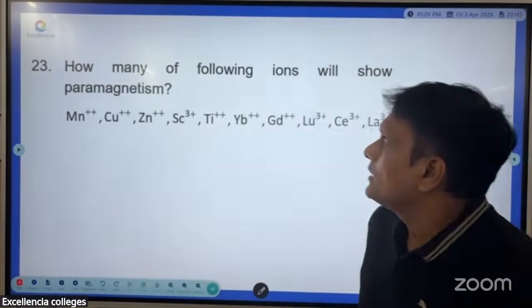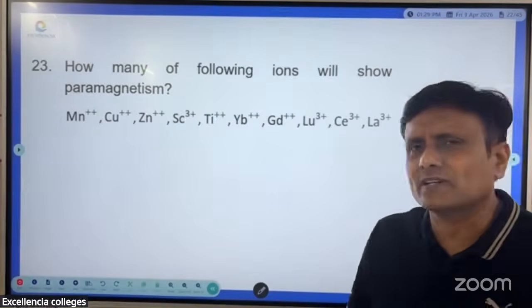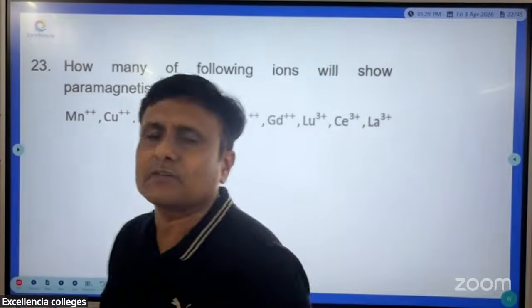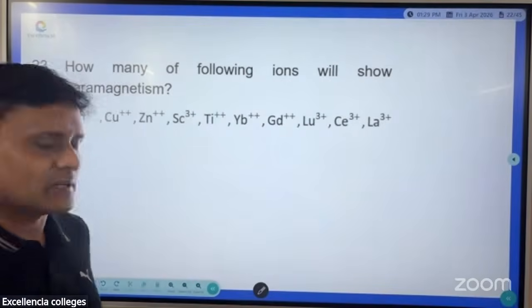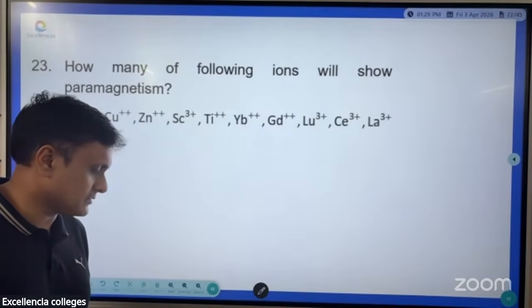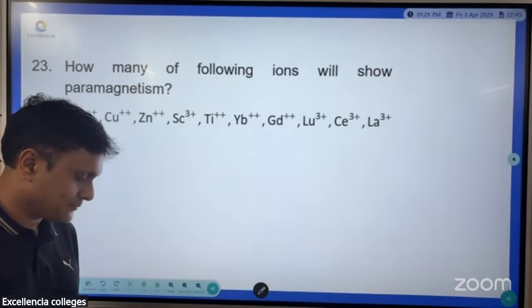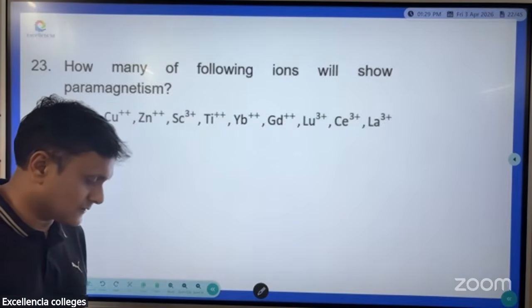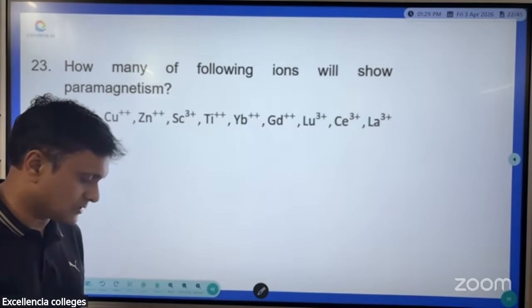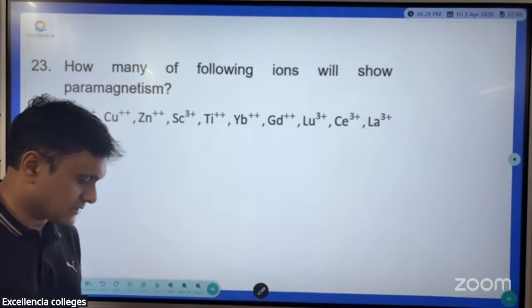Chalo. How many of the following ions will show paramagnetism? So here you see, you have to write their configurations and check. All right, so I'm writing straight away. I'll be writing these values for you, then we will see which of them have what. Configuration, you all know, isn't it? So I'm not wasting your time. What I suggest is to straight away write the configuration.